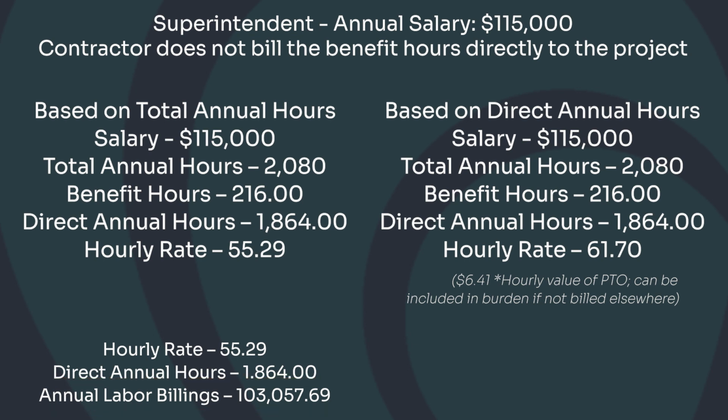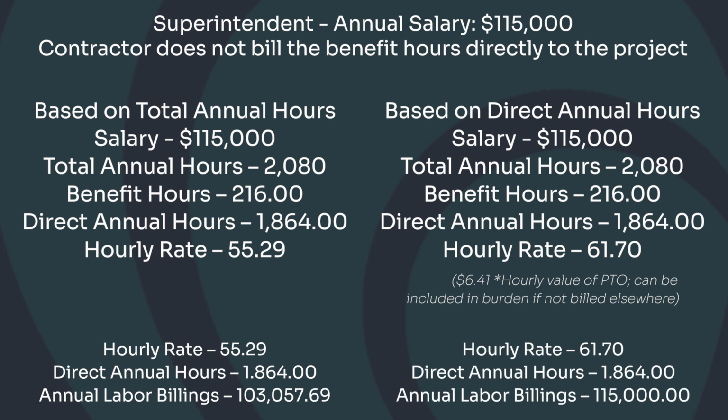For this reason, the contractor can either include the extra cost for PTO in their labor burden, or they can bill for the hours for that throughout the year, but not both. On the right, we show the rate based on only the direct portion of the annual hours.